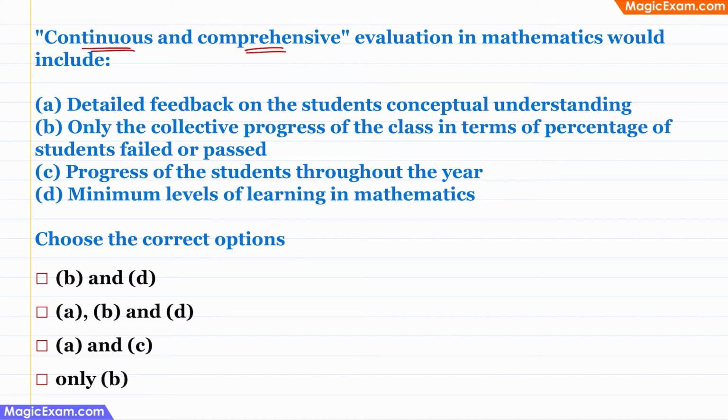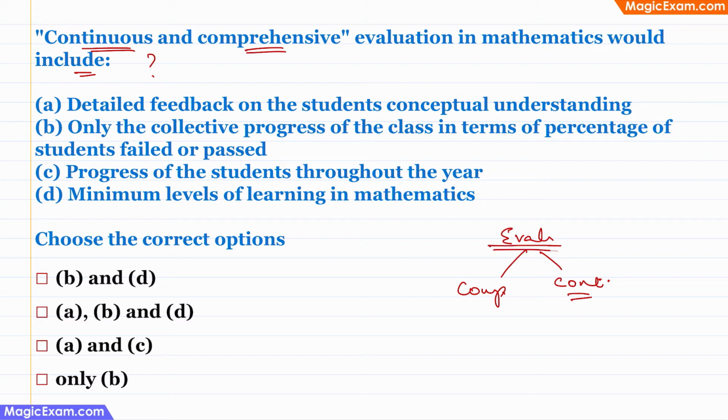Continuous and comprehensive evaluation in mathematics would include which of the following? Now in the CDP syllabus videos, I have discussed what this continuous and comprehensive evaluation is, and we have seen that if evaluation is done comprehensively, that is you evaluate each student in detail, in depth, and you do it continuously, that is it is not just a one-time test or a one-time assessment. This is done throughout the year as part of the teaching learning process.